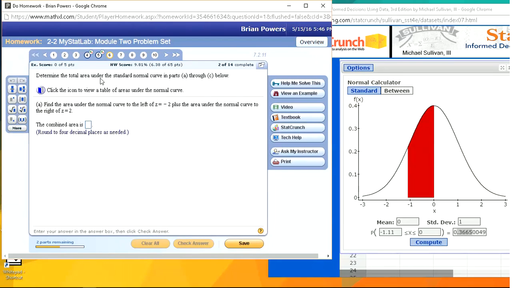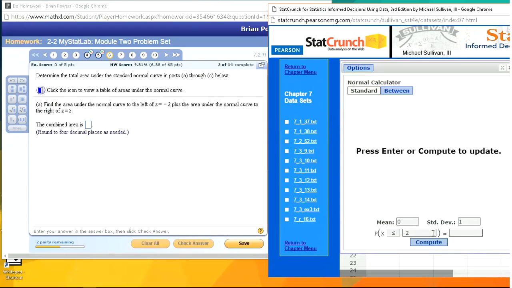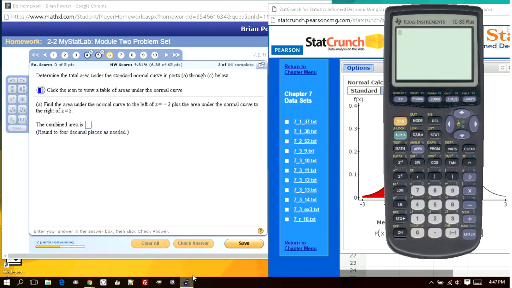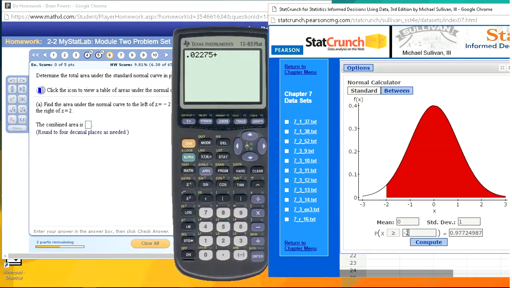Okay, the total area under the standard normal curve, part A through C. Let's see, the area under the normal curve to the left of -2 plus the area to the right of z equals 2. So, okay, let's just do it in pieces. Let's do to the left of -2, calculate that. And you know what I'm going to do? I'm going to just add them up in the calculator here. So this is 0.02275 plus, let's do the next one, the area to the right of +2.